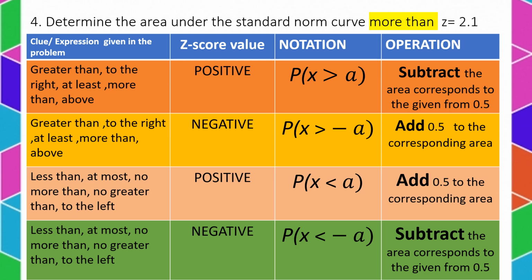No? So, kung ang ginamit naman sa problem is less than, at most, no more than, or not greater than, or to the left of z. So, tignan nyo din yung z-score value. If it is positive, you add to 0.5. And if it is negative, you subtract from 0.5.